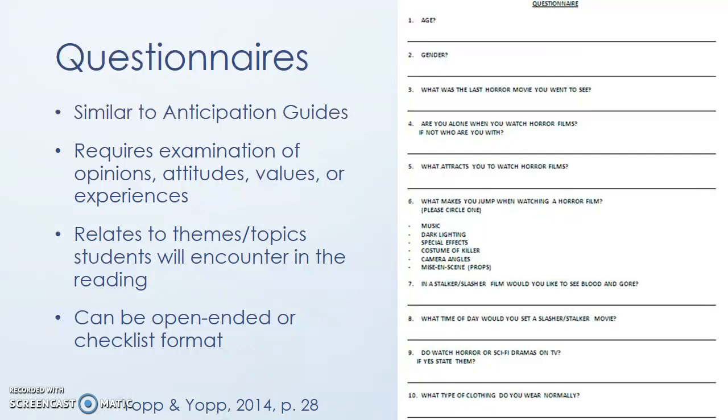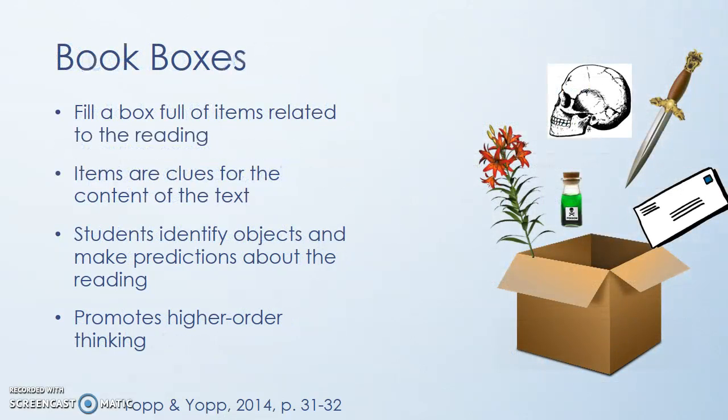Next, we have a questionnaire, which is kind of similar, but it requires the examination of a student's opinions, attitudes, values, and experiences, usually related to a theme or topic that students will encounter in their reading. And they can be open-ended or in a checklist format. So here's just an example that asks a student to answer some questions. It has some factual questions as well as some opinion-based questions. And so you always want to have those related to what it is you will be reading.